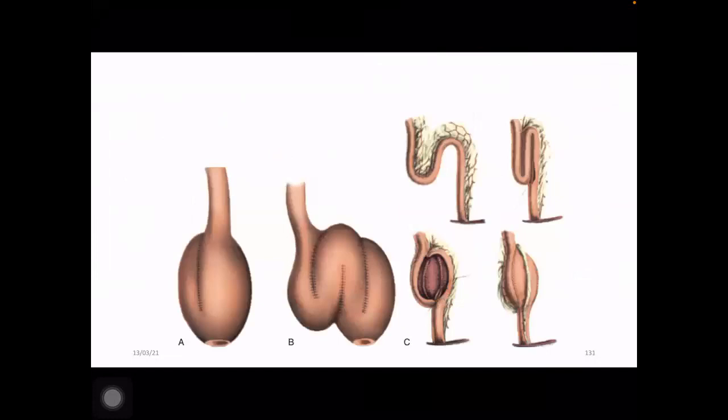Fine. These are the various pouches. Here, the pouch is constructed with only two limbs. So this is the J pouch. Here the pouch is constructed with four limbs. This is called the W pouch. Here the pouch is constructed with three limbs, 1, 2, 3. This is called the S pouch.